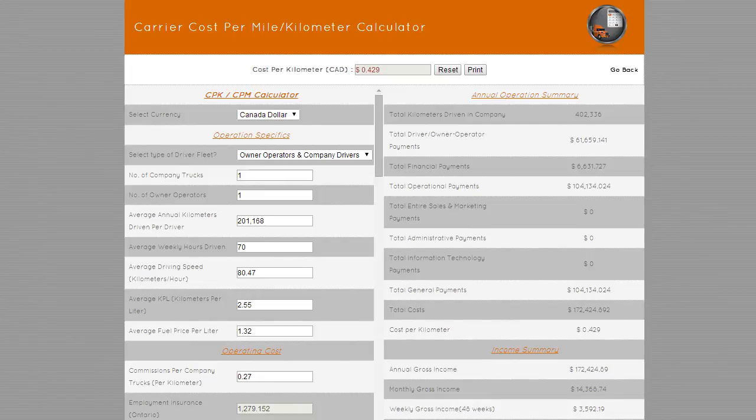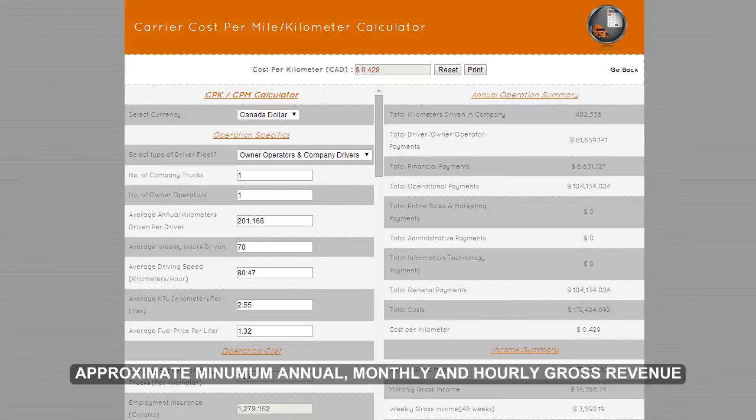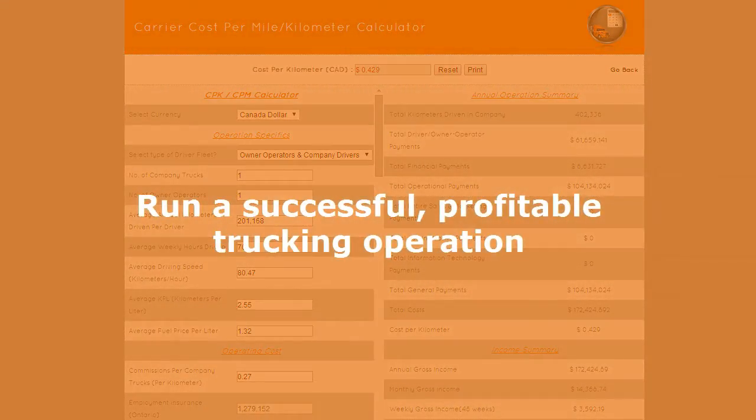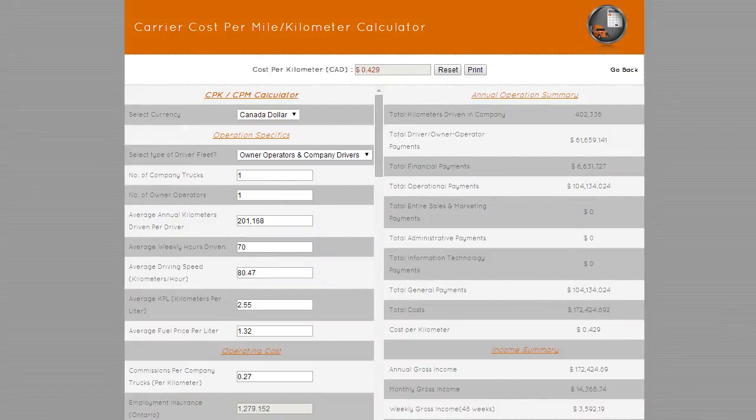However, the calculator's main goal goes beyond just giving you the cost per mile, cost per kilometer. Its primary purpose is to give you the big picture about the financial details of your company, giving you approximate minimum annual, monthly, and hourly gross revenue that you need to target in order to set the foundation for profitability. Here's how this screen has been organized.